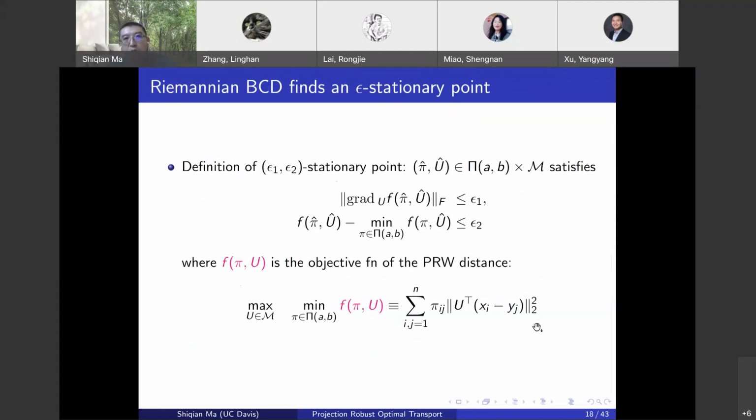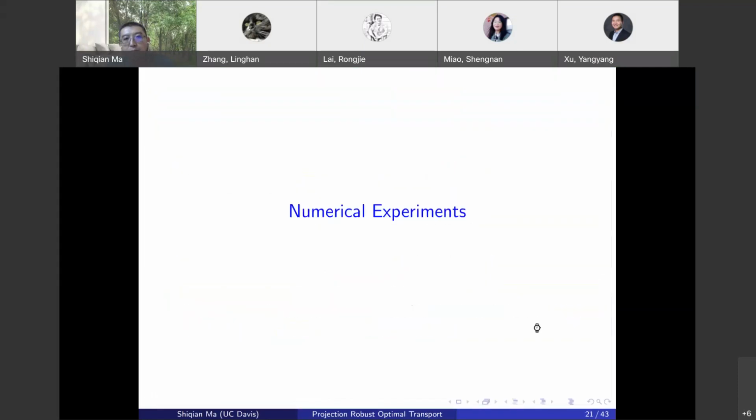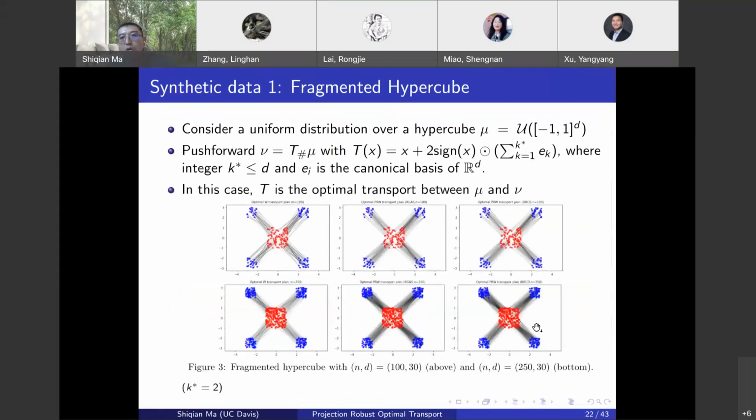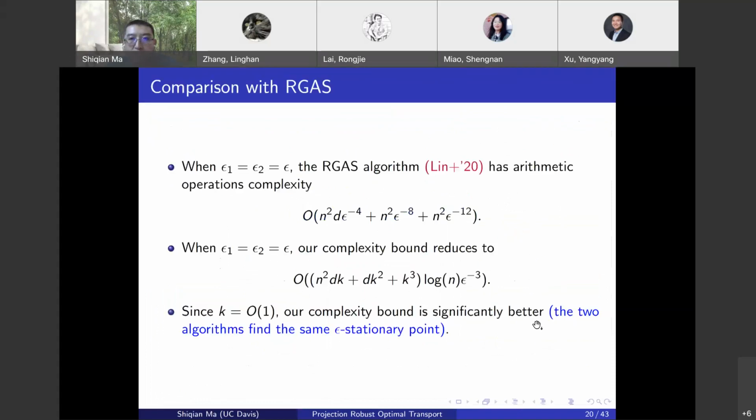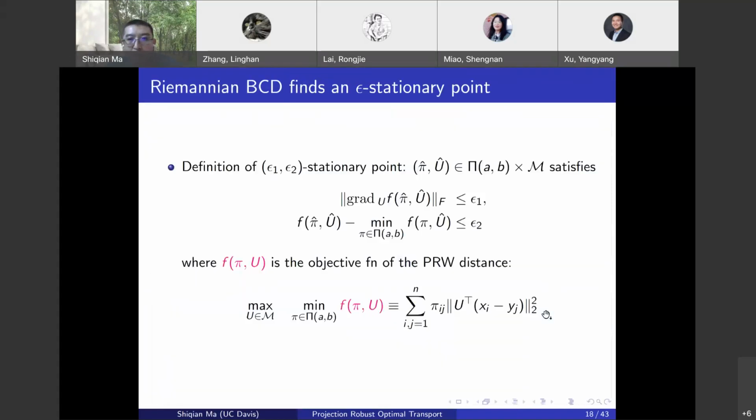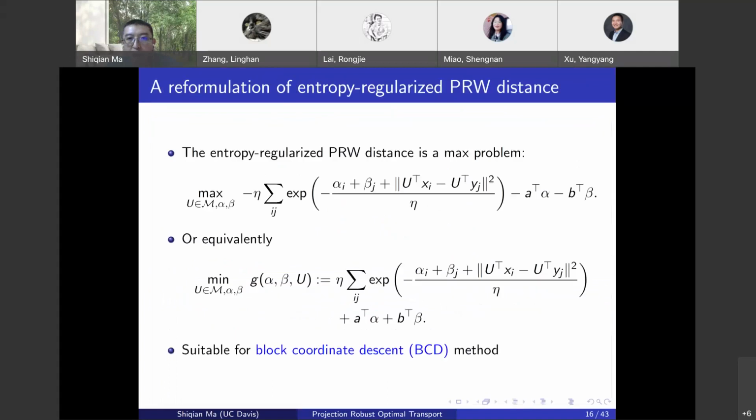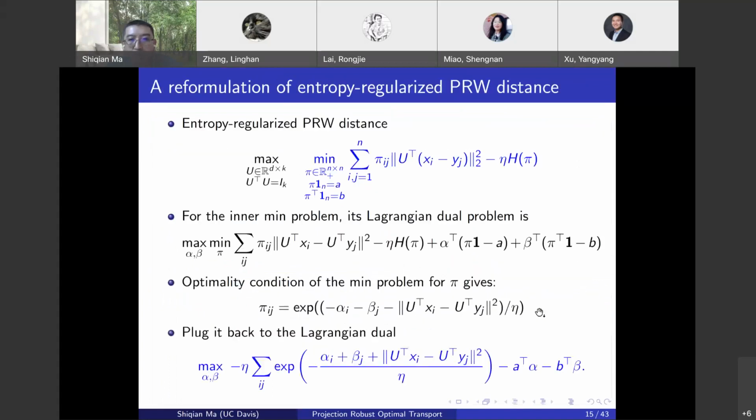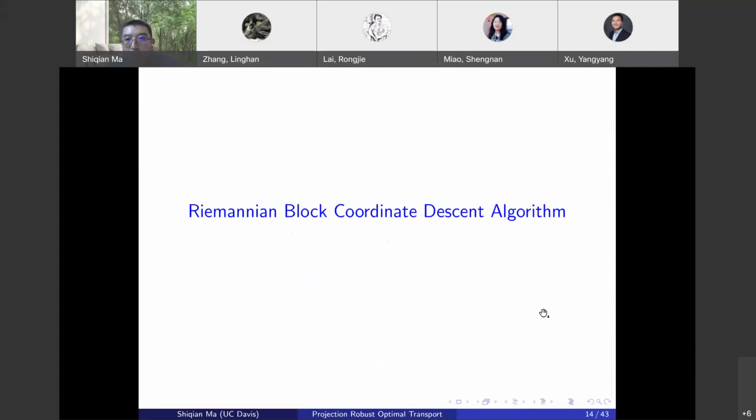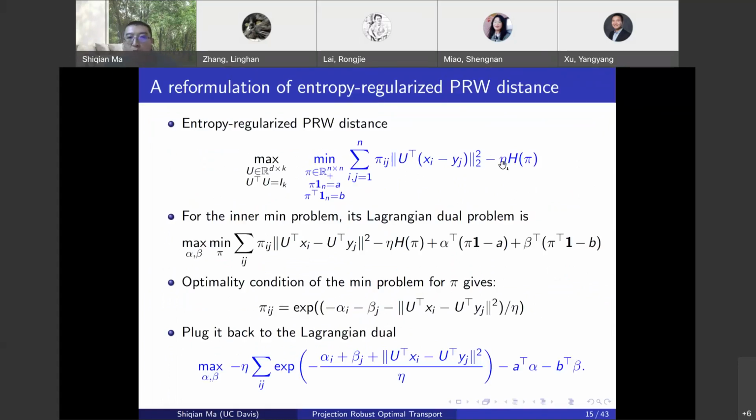So when you apply this RBCD, you don't have to have the entropy, or why do you still need it? We have the entropy. RBCD is also for the entropy problem. But you don't have to, right? We do. If we do not have this entropy regularizer, then we don't have this equivalent form here.